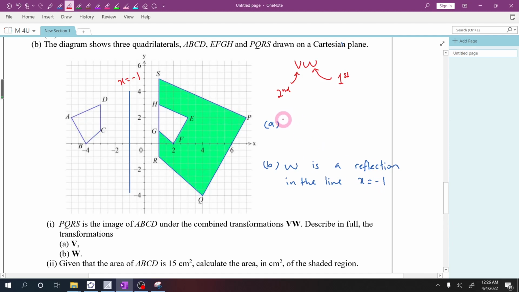Okay, now let's go to the second transformation. Normally, one of the transformations in a combined transformation will be an enlargement, because the questions are asked to calculate the area of the image or the area of the object under an enlargement. Remember, to describe an enlargement, you need to mention the center of enlargement and also the scale factor. Let's determine the scale factor first.